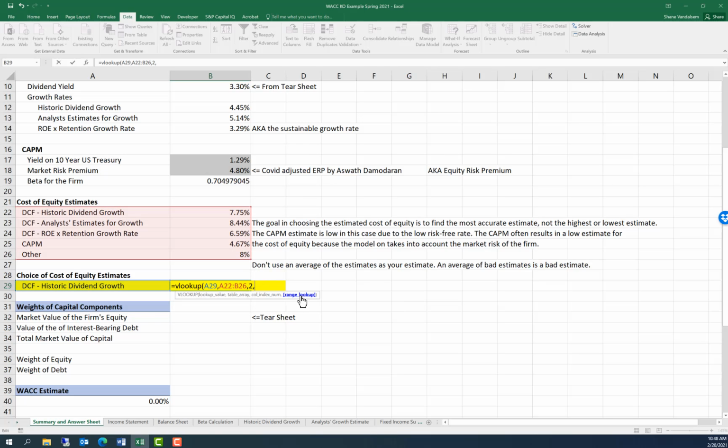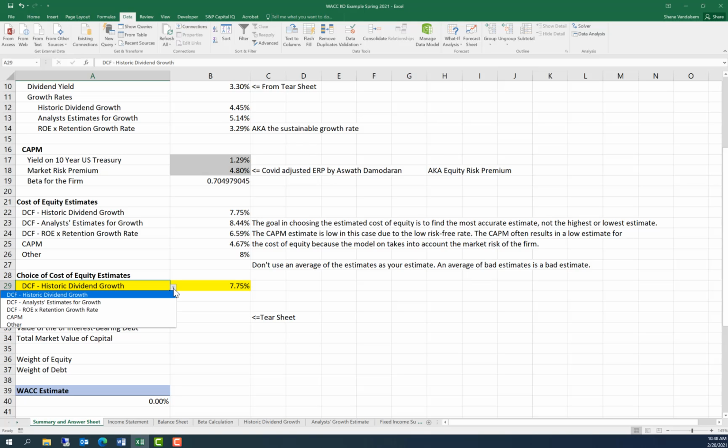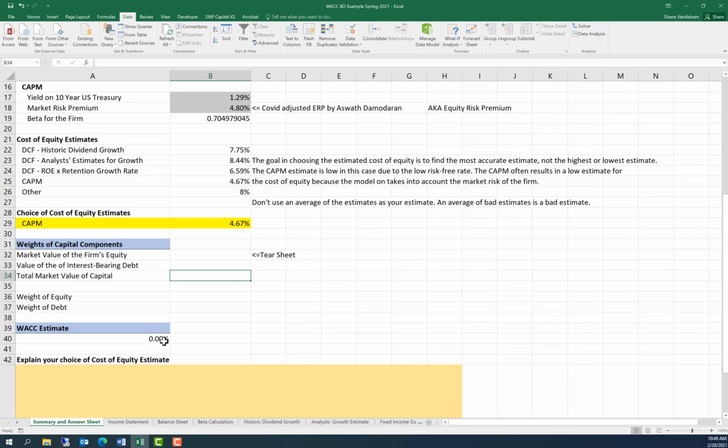So I want to put in false for the exact match. And that's it. That's my VLOOKUP table. Again, extraordinarily handy. I love using it. And I'm going to press enter, and it says 7.75, which is the value up here. Now I can click on this. If I click on this cell, my little drop down box is going to show up here, and I can change this. You're going to see the value changes here.